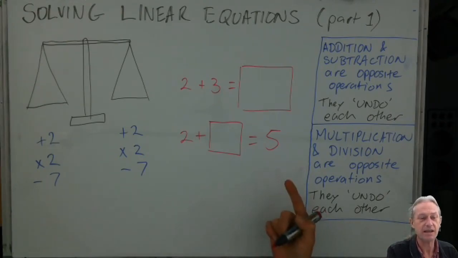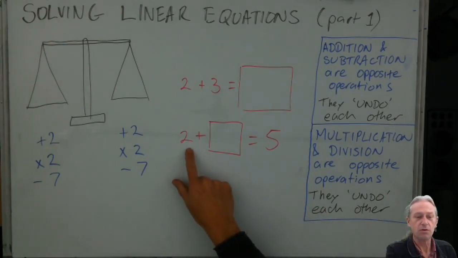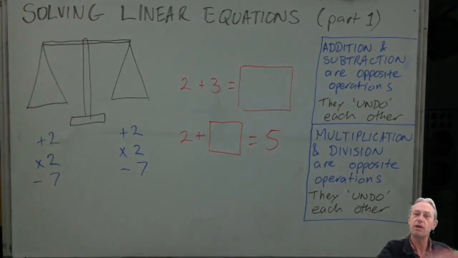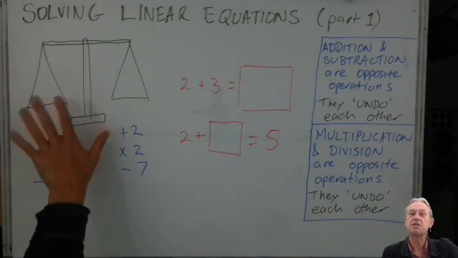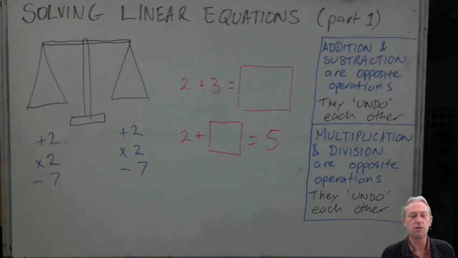So the idea is we need to get the unknown thing on one side of the equals and all the numbers on the other. And we go through this balancing process of choosing the thing that we need to do to try and get the unknown thing on its own. That's essentially the gist of the process.